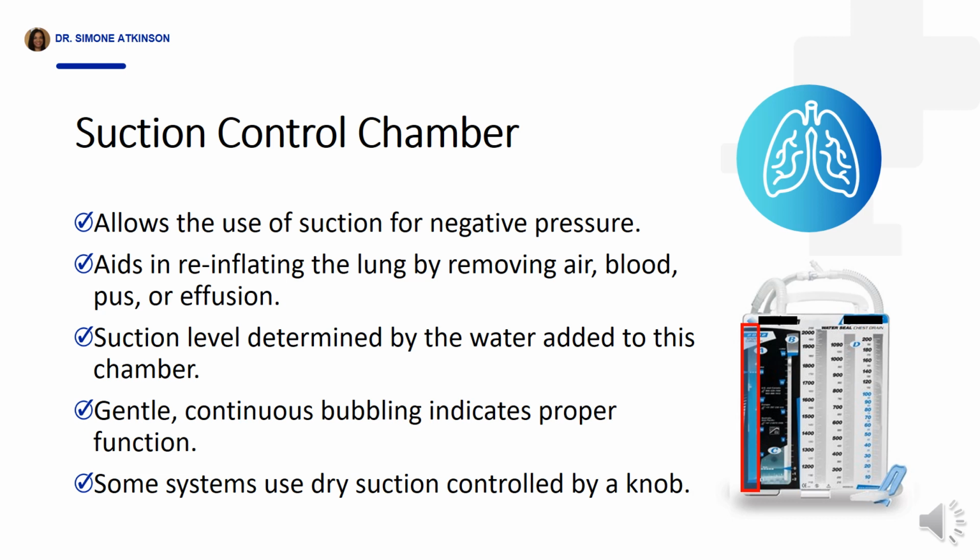Now, certain closed chest drainage systems utilize dry suction, which is adjusted by manipulating a suction knob to the appropriate setting. And both types of systems are connected to low wall suction via a connecting tube. However, it's important to note that the dry system does not exhibit bubbling in the suction control chamber, as it has no water, as it's only dry suction.